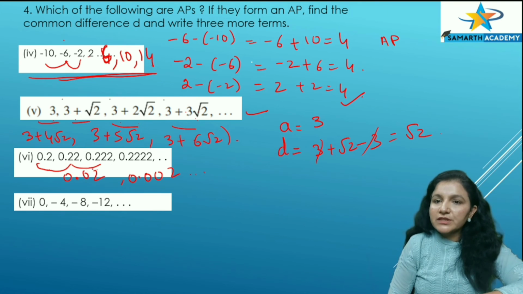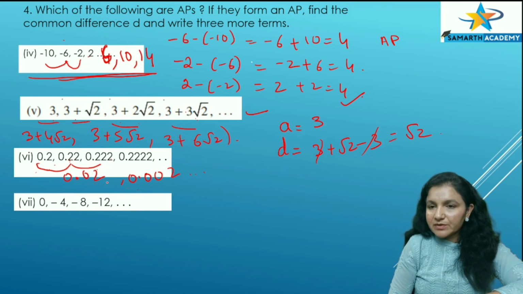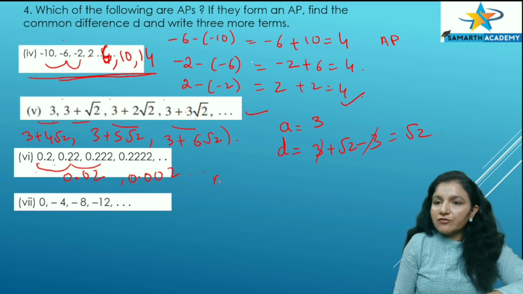Let's go to the sixth question. 0.2, 0.22 and so on. Find the difference between second term and first term, which is 0.2. Third term and second term, it is 0.02. I cannot see that the difference is the same. There is no common difference. Therefore, not an AP.